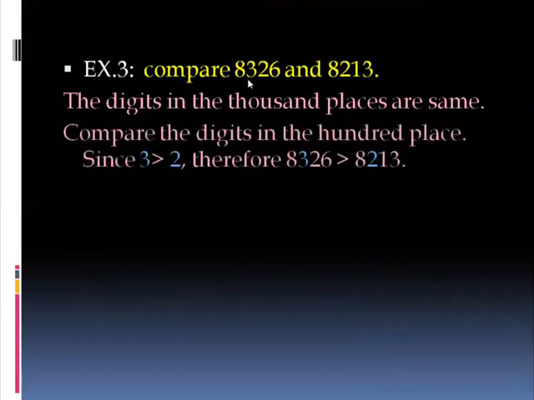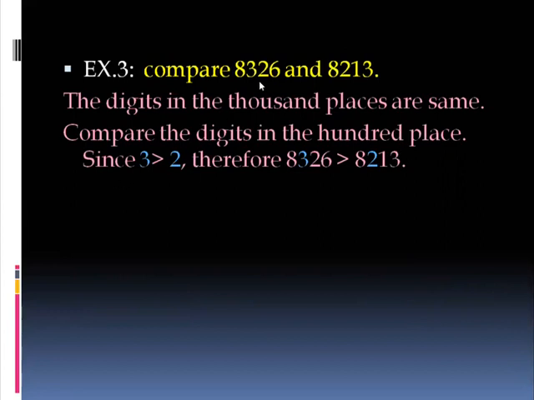Example 3. Compare 8326 and 8213. In the last example, you saw the 1000 place. Now here also in these two numbers 4 digits are there, and in the 1000 place also these two numbers are the same. Here 8 is there, here also 8 is there. In that case what will we do next? Then we have to see the 100 place. Right? In the 1000 place, these two numbers are the same. In the 100 place, 3 is there in this number. In the 100 place, 2 is there in this number. See, the digits in the 1000 places are the same. So, compare the digits in the 100 place.